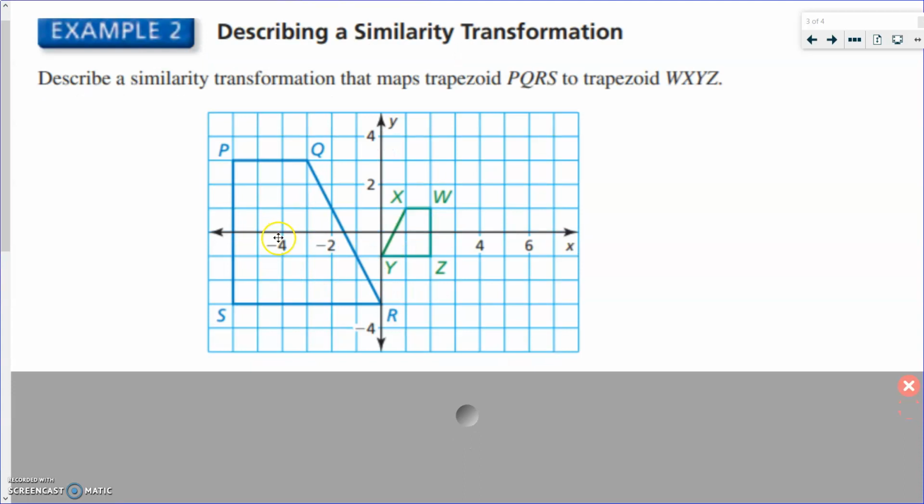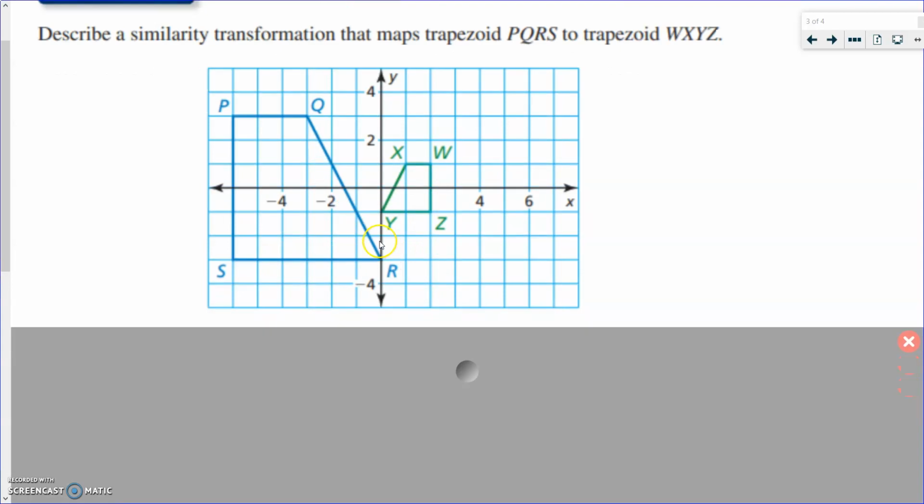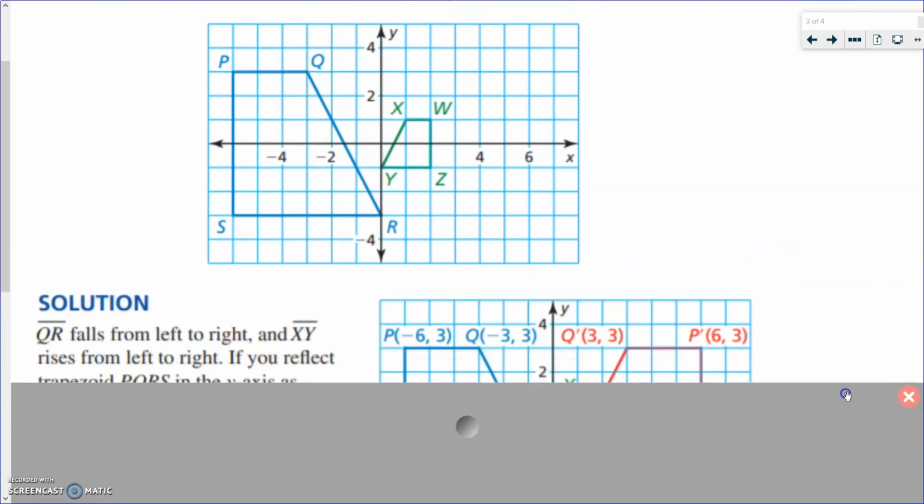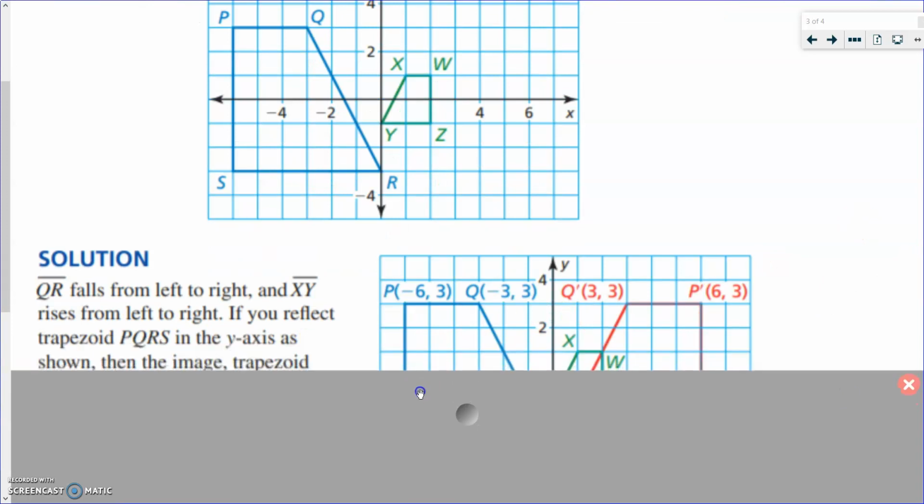Well, first of all, QR is going down, XY is going up, and so that means it's flipped like a mirror. And the way we say that is it's a reflection. QR falls from left to right, it goes down. XY goes up, rises from left to right. This is a reflection. It's flipped like a mirror across this black line. And then it gets smaller.